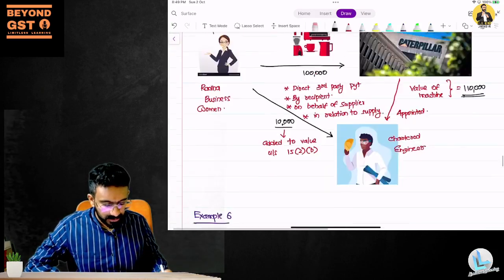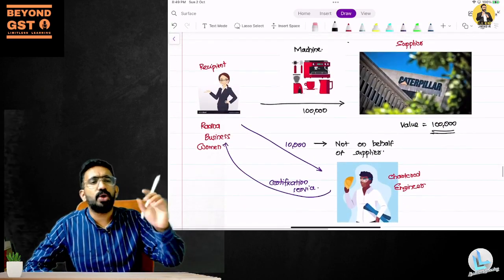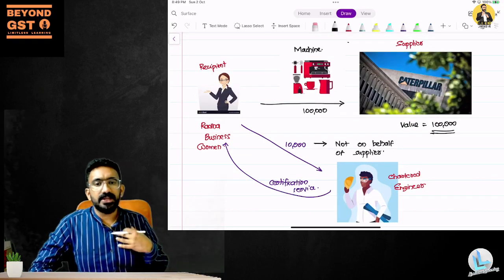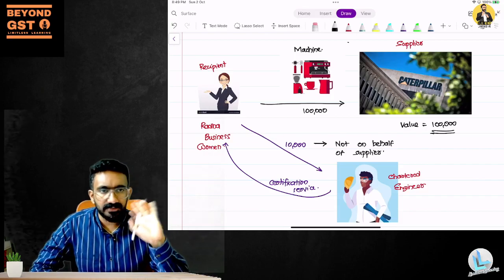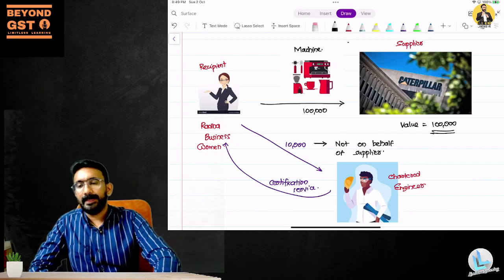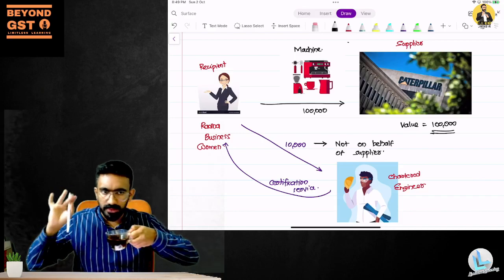But what if there's a small deviation in here? Caterpillar said, I will give you only the machine. I don't sell certified machines. What do you do? I'll give you the number of the guy who does the certification for you.